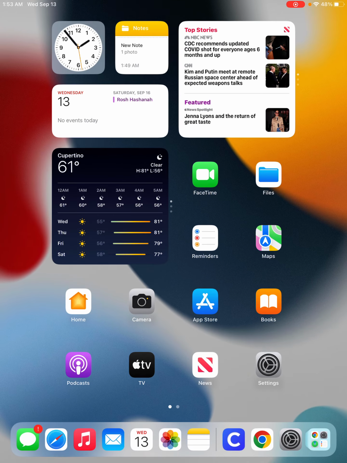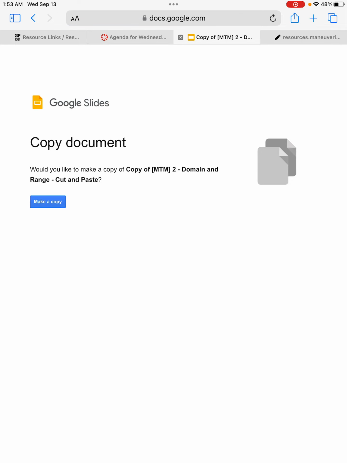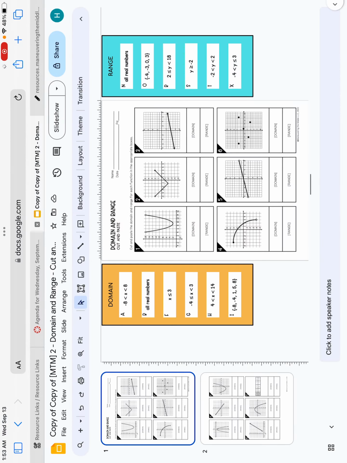But what you're going to do is go to your Canvas, and there is a link for a Google Slides assignment on your agenda. Okay? If you click that link, it should ask you to make a copy of a Google slide. All right? You're going to hit make a copy. And we'll let it load. And then you'll get something like this. You will have to turn your iPad horizontal to make it all show up. But basically, you're just going to match the domains with the graph that it matches for, and the range with its match.